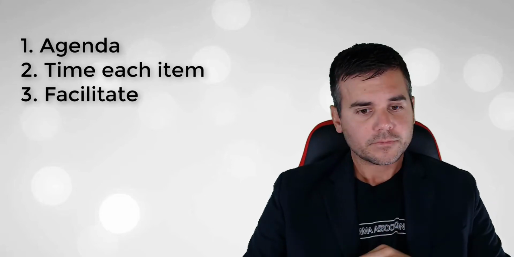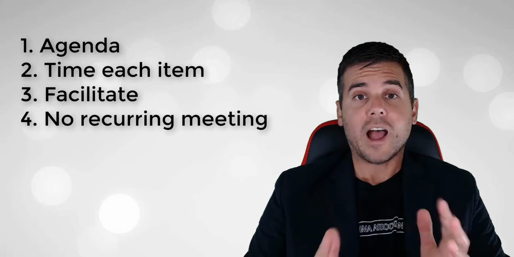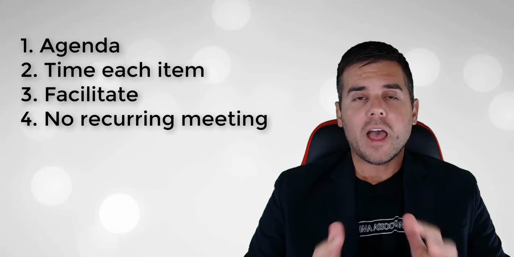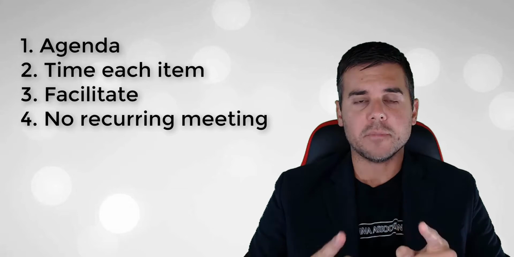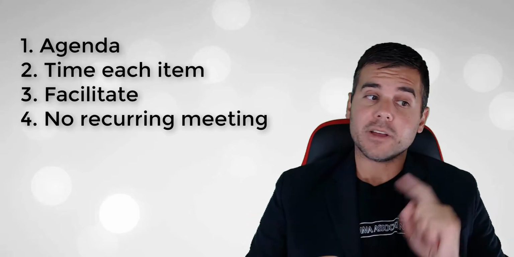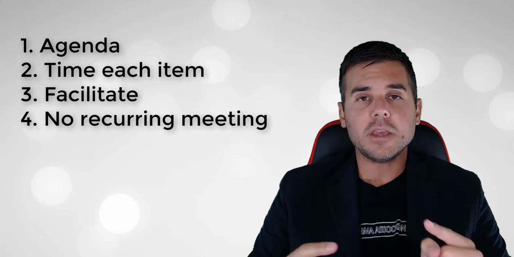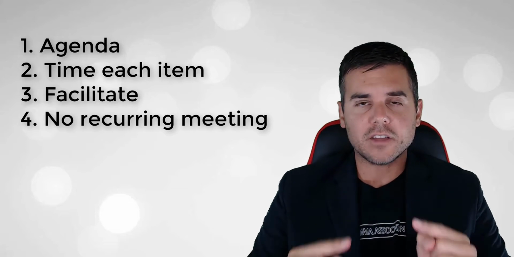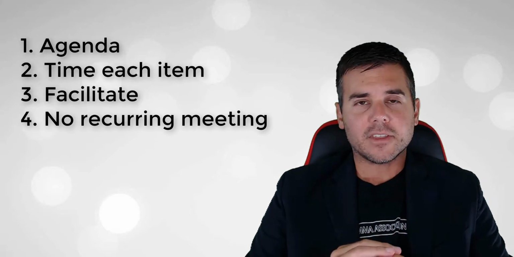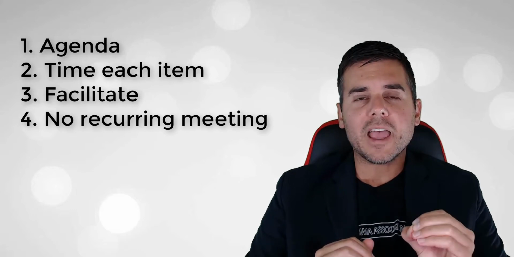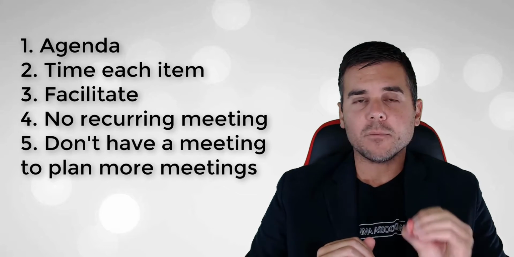Okay. Next thing, don't have a recurring meeting. This drives me insane. How about have a meeting when we actually have to have a meeting? Some people say, well, in Agile, we have to, or whatever it is they're doing. Do not have a recurring meeting. Have a meeting every time you actually need to have a meeting. Otherwise, you're wasting time. Next thing, don't have a meeting to plan more meetings.